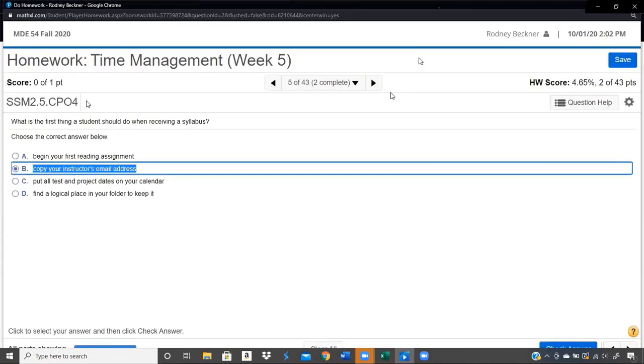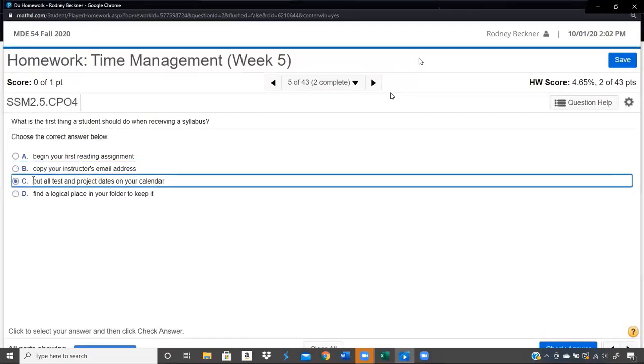And yet every semester I have at least 4 or 5 students that ask me for my email address, even though I've pointed out it's in their syllabus and they have the syllabus. So in reality, B is pretty important, but it's probably not the answer they want. C, put all tests and project dates on your calendar. Now that sounds pretty important. Going ahead and putting things in your calendar.